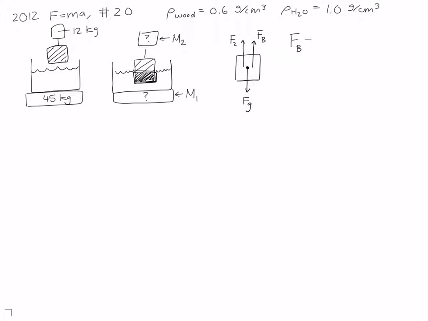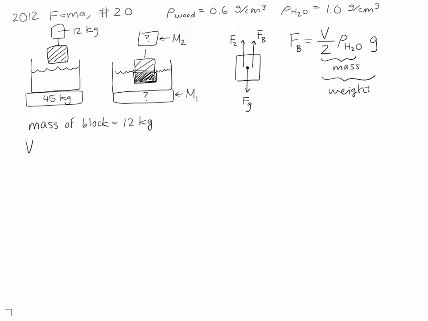Namely, the buoyancy force will equal half of the volume, since only half of the volume is underwater. Let V equal the volume of our block. So half of the volume times the density of H2O gives us the mass of the water displaced, and times g it gives us the weight of the water displaced. But now we need to find V. In order to find V, first off, we know that the mass of our block of wood is 12 kilograms.